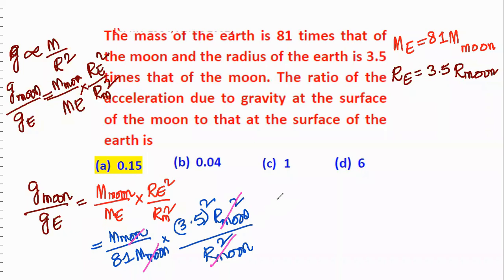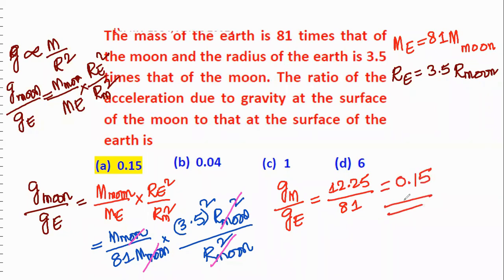So 3.5 squared is 12.25. That is equal to the acceleration due to gravity on the Moon by the acceleration due to gravity on the Earth, which is 12.25 divided by 81. On simplifying this, we will get 0.15.